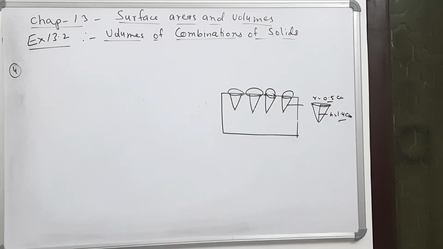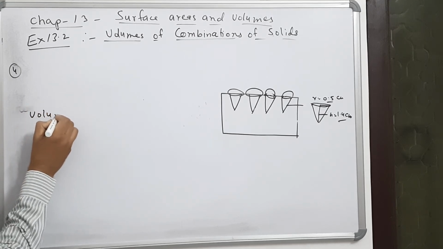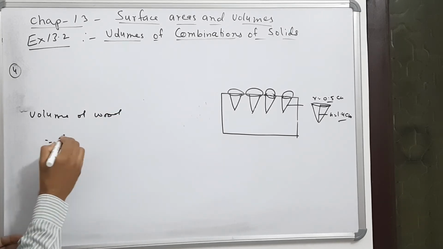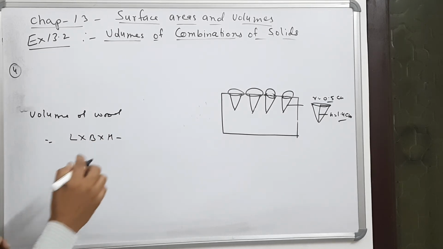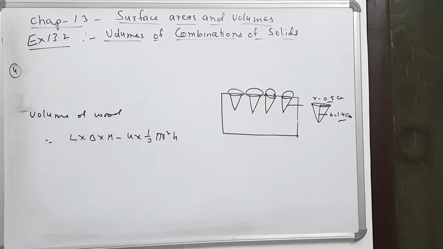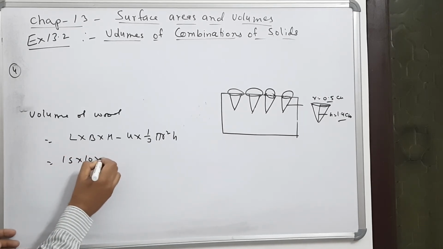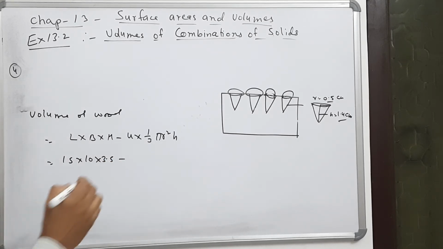So here the volume of the remaining wood will be length into breadth into height, that is the volume of the block, minus 4 into the volume of one conical groove. So here the length is, you see the dimensions, 15 into 10 into 3.5. These are the dimensions for this.